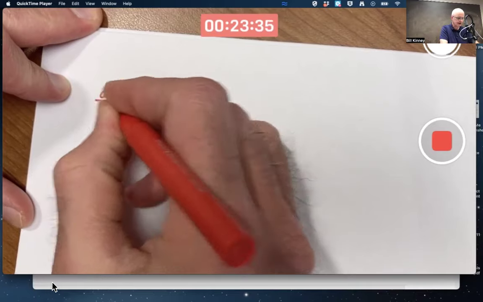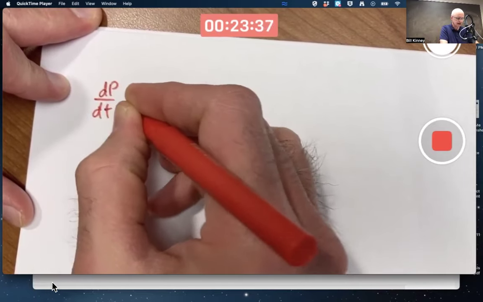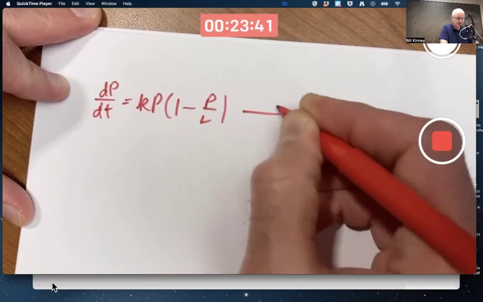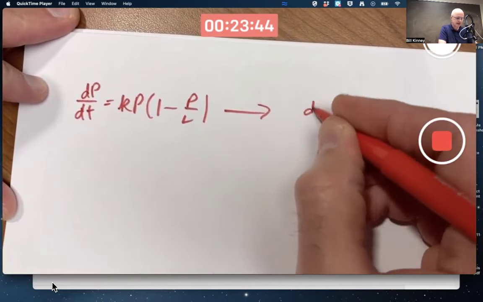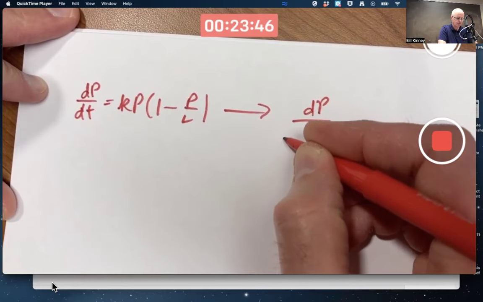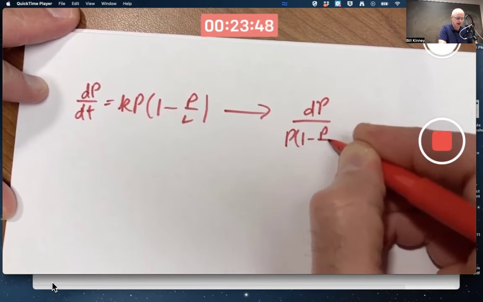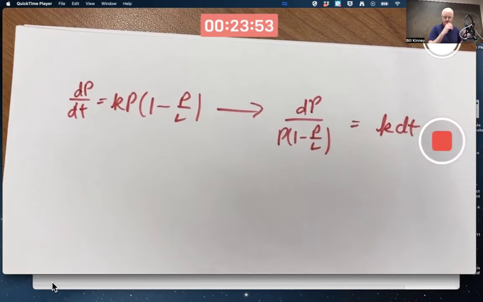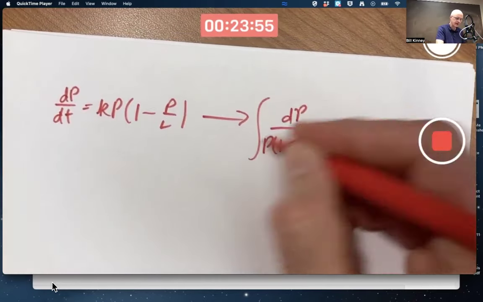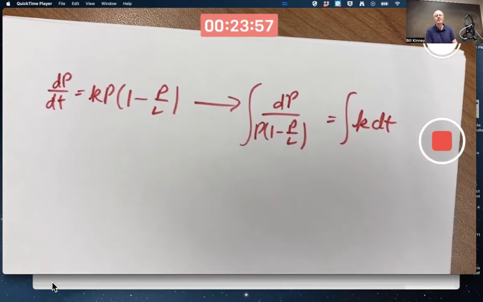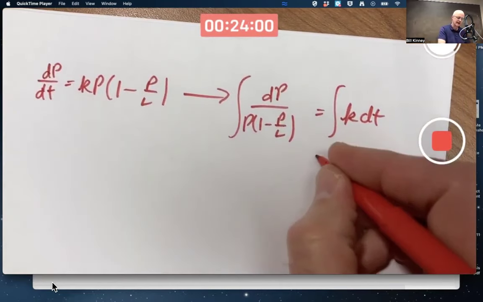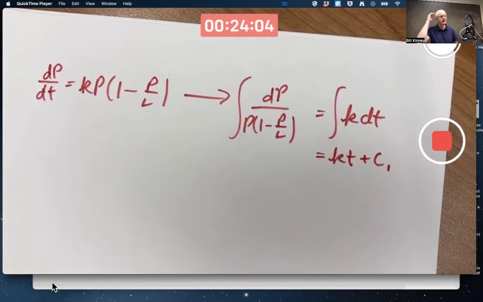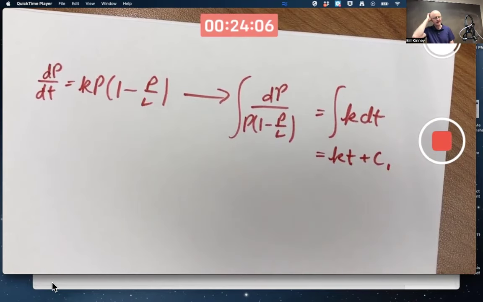So the differential equation is, again, dP/dt equals kP times 1 minus P over L. Separate variables, write it as dP over P times 1 minus P over L equals K dt. Integrate both sides. Right-hand side, as it always seems to be the case, is easy: Kt plus C1. Left-hand side, oh, definitely harder this time.